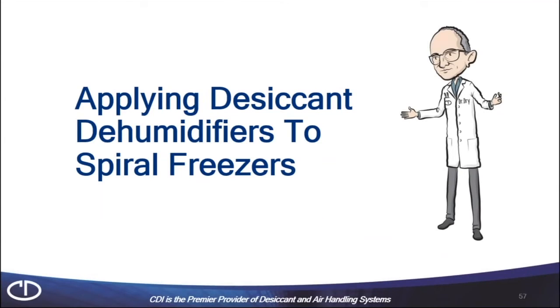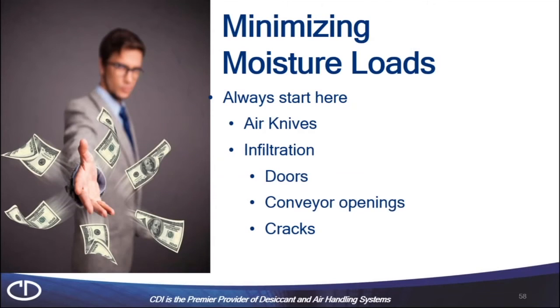That is the cold storage loading dock application. We want to catch the moisture before it gets to the freezer or the cold storage area. We're going to proceed now and speak about spiral freezers. Again, we want to start with minimizing the moisture load. A lot of that load comes in with the product. So can we do something with an air knife or something to get some of that moisture off before it comes in? Obviously, infiltration through the doors or conveyor openings, whatever it might be, can we reduce the size of those? Can we close them off in some fashion? And if so, that's going to help.